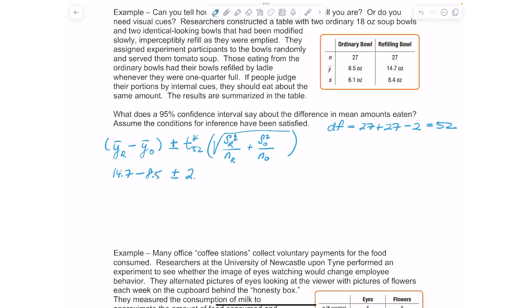So this is going to be 2.009. So again, T star 52 is going to be the same as T star 50, which was 2.009. And we got that from the table. Okay, and then I'm going to plug in my numbers here. So I have 8.4 squared over 27 plus 6.1 squared over 27. And then it's the square root.